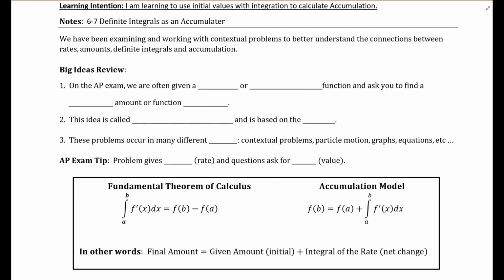This is 6-7, and we are going to talk about definite integrals as an accumulator. Our learning intention is to use initial values with integration in order to calculate accumulation. Now, we have been working with contextual problems and graphical problems in order to understand these connections between rates, amounts, definite integrals, and now accumulation.